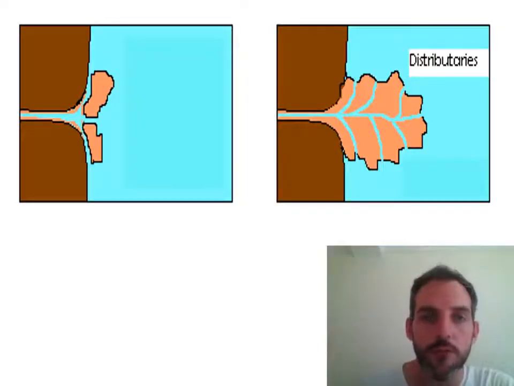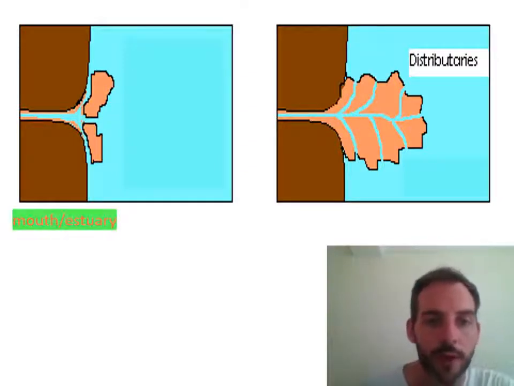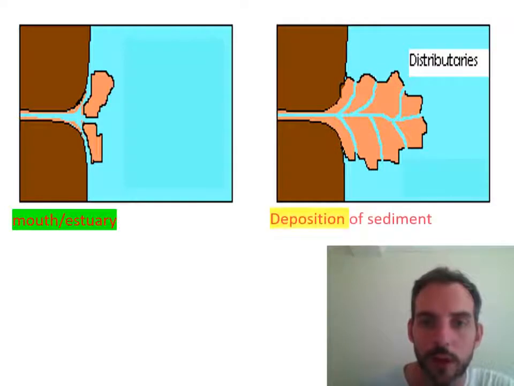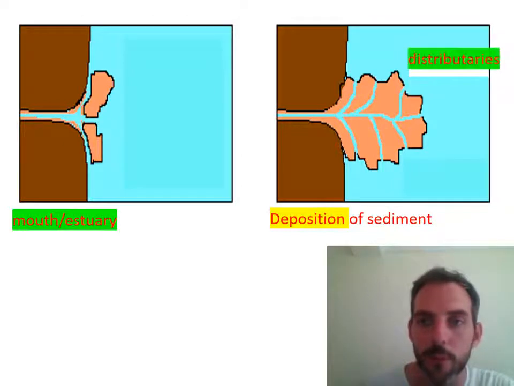So for this, we need a really straightforward, simple diagram, just two boxes. They can look something like that. So what we have in the first one, annotate please, is that at the mouth or the estuary, the river loses its energy and we have deposition of sediment. As the sediment is deposited, we have the formation of distributaries. So that is all you need there. Please pause and get those diagrams copied down.